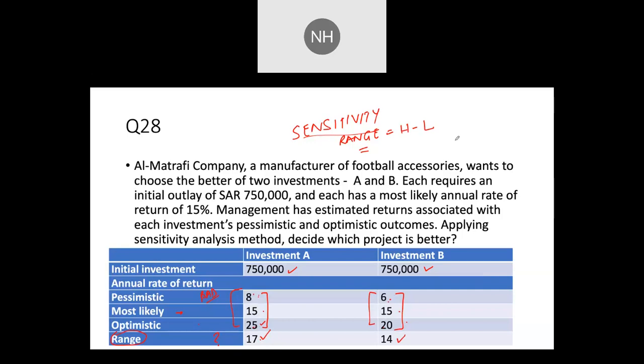Lower, why? Because this shows the variability. Yani, what is the chance that I will be far from victory, far from the set point? So that is called variability. So I want to be near the objective, the goal. So variability should be lower. So I will choose B because the range is less.